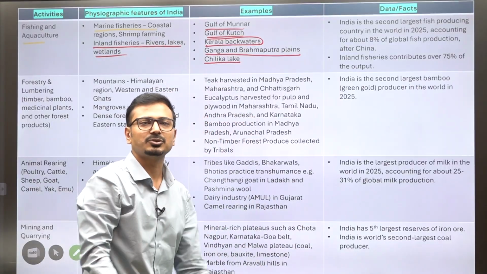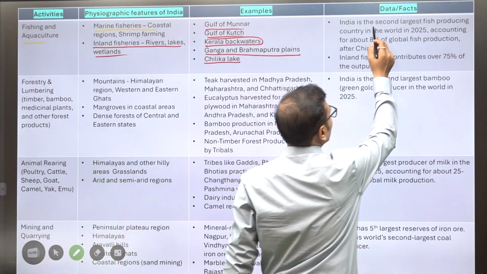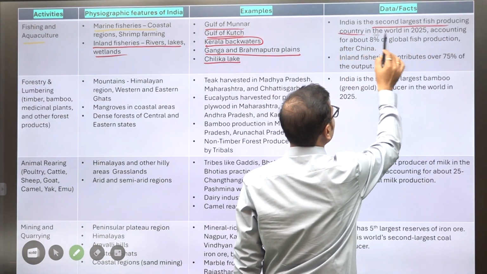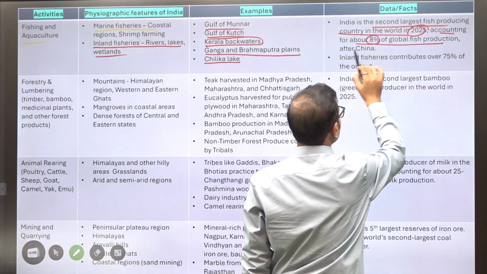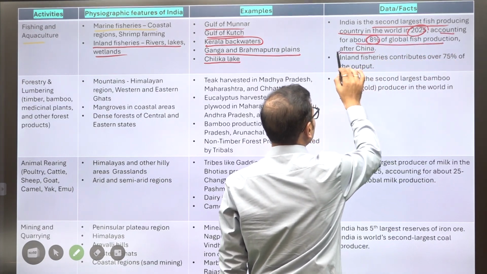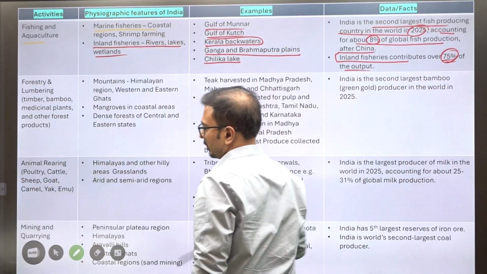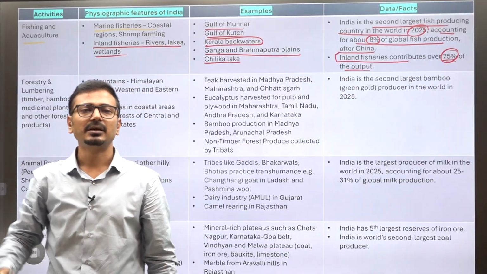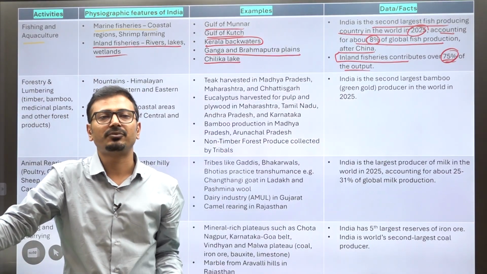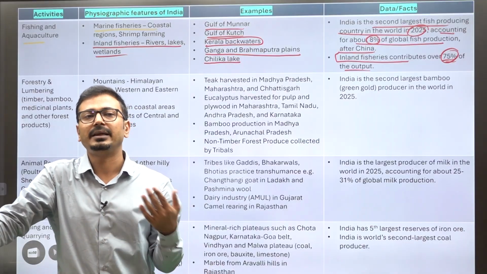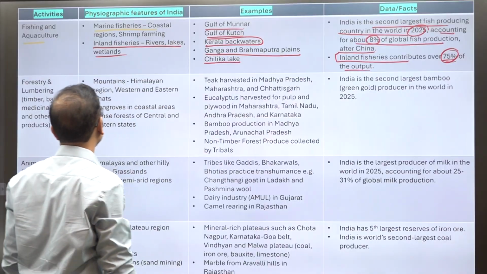And data and facts we can mention, if space and time permits, that will be value addition, because some students may not write this. Why? Because India is the second largest fish producing country in the world in 2025, accounting for about 8% of global fish production after China. Within that, inland fisheries contribute over 75% of the output. In economy, you learn in detail about this. Earlier, after independence, it was marine fisheries which dominated, but with government support later on, inland fisheries is dominating now with 75% of the total.